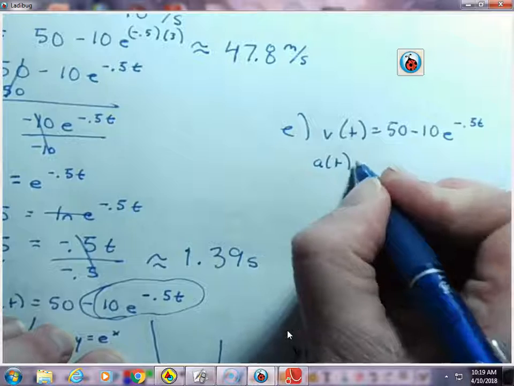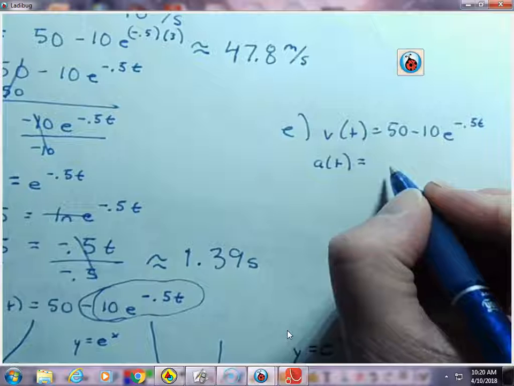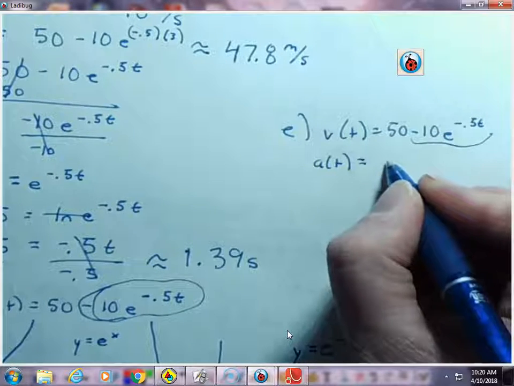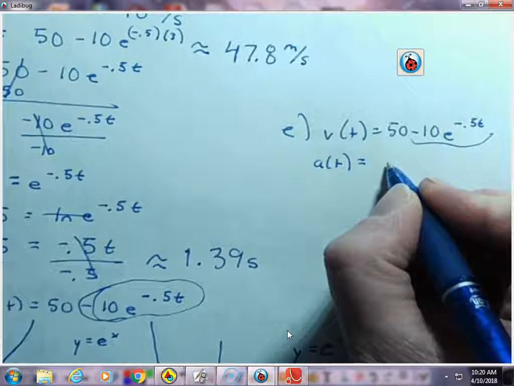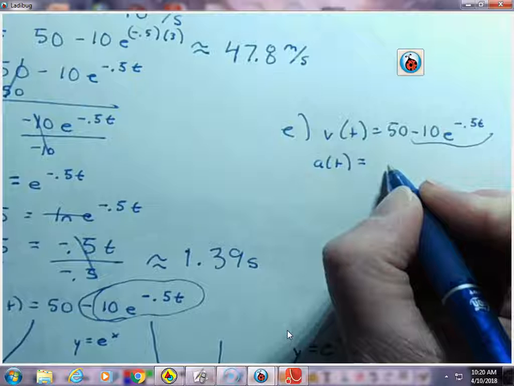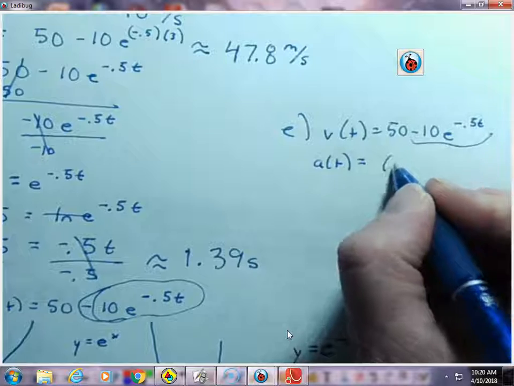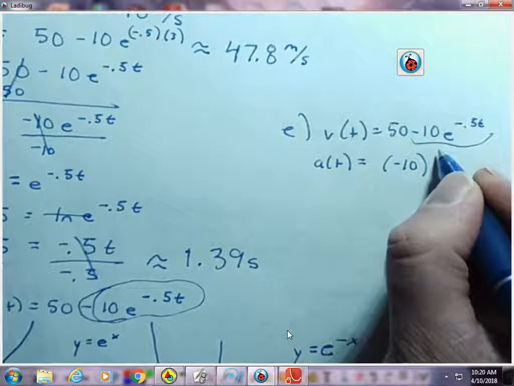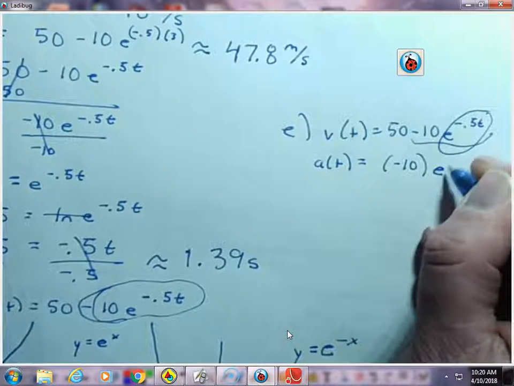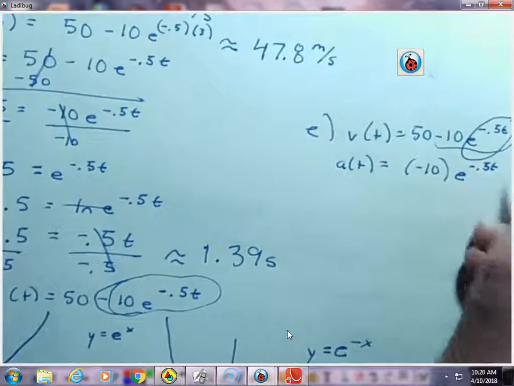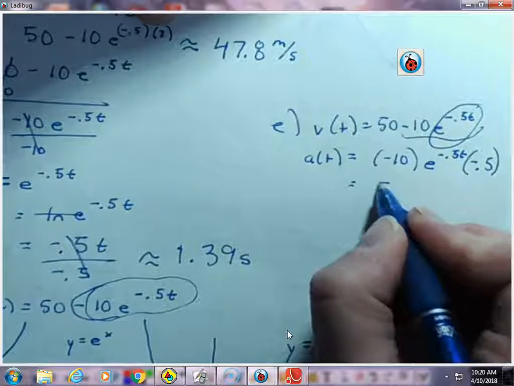So what's the derivative of 50? 0. Now what about the derivative of this part? Well, you guys are right about the 5, but if I think of it as leaving the negative 10, then to take the derivative of e to the something, it's e to the something times the derivative of the exponent. Which means you guys were right about the 5.